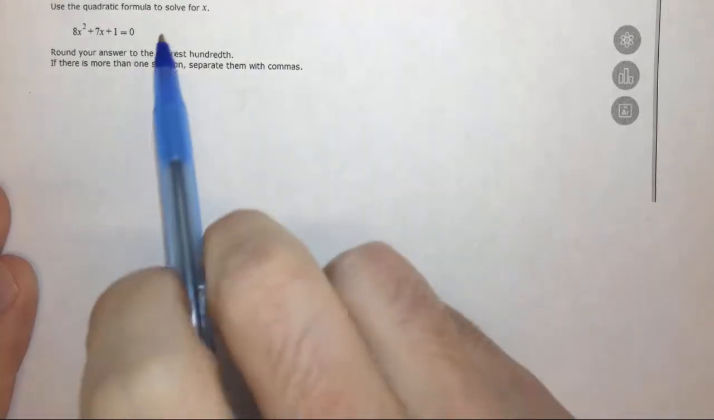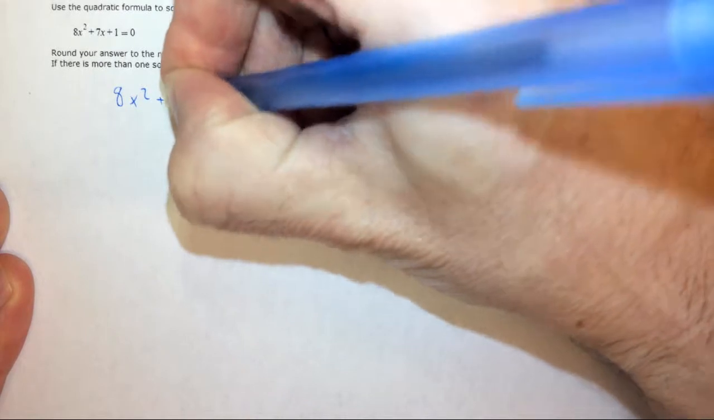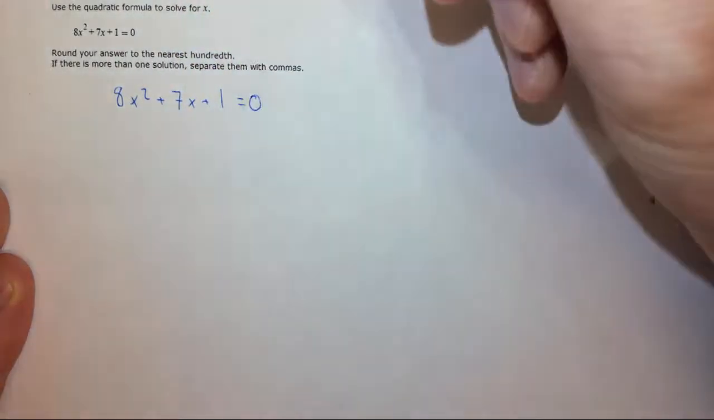This question says use the quadratic formula to solve for x. And we have 8x squared plus 7x plus 1 equals 0. So I'm just going to rewrite that. 8x squared plus 7x plus 1 equals 0. So to use the quadratic formula, we have to have the equation in the general form, which it already is.